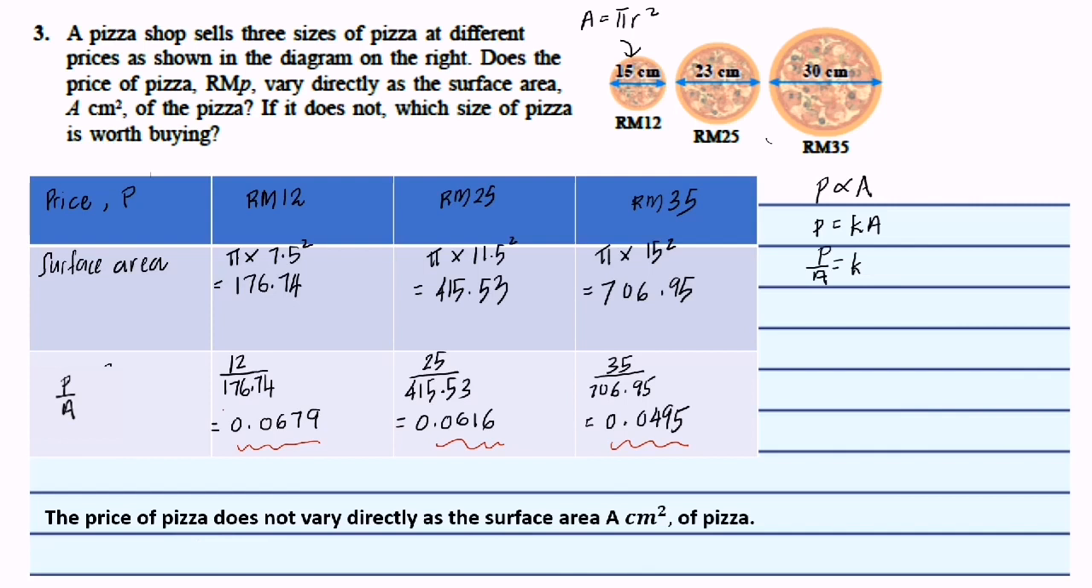For the second pizza, 1 centimeter square, you need to pay 0.0616. And third pizza, 1 centimeter square, you need to pay 0.0495 ringgit. Okay, so which one is cheaper? If you look at here, of course, the third pizza is cheaper. Okay, so the conclusion is the pizza with diameter 30 centimeter is more worth it.